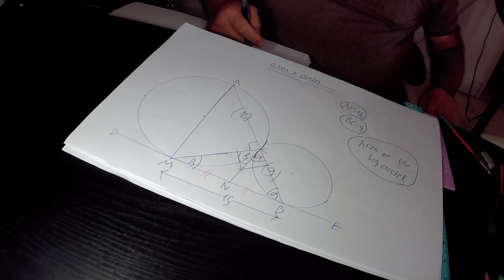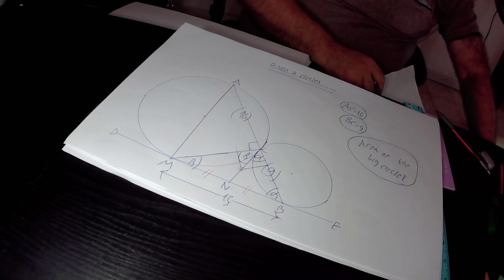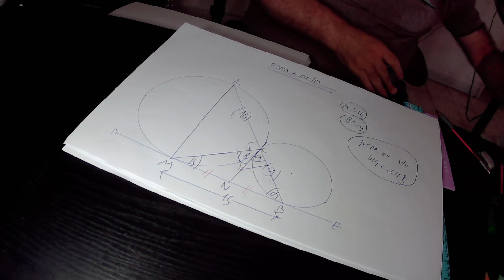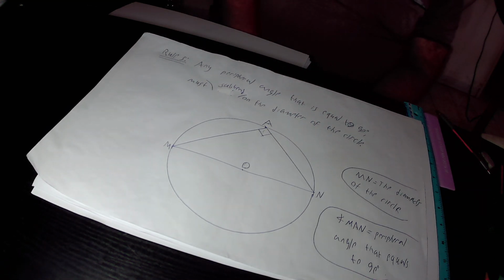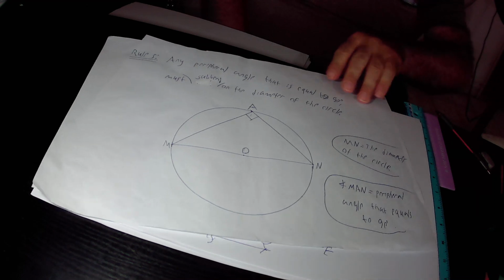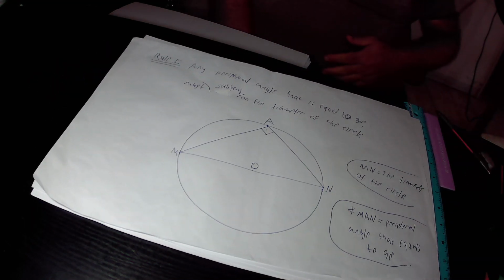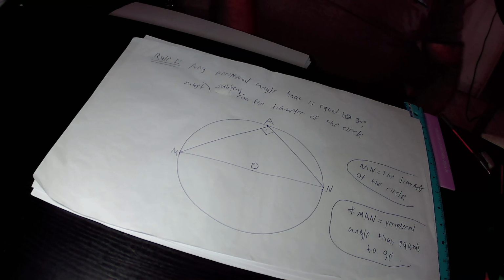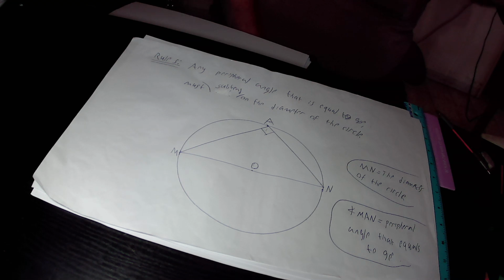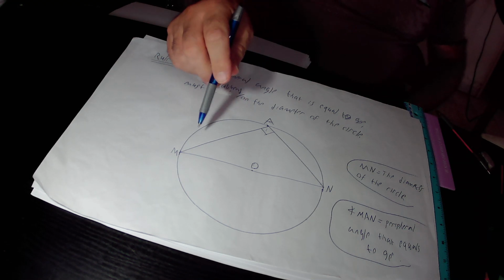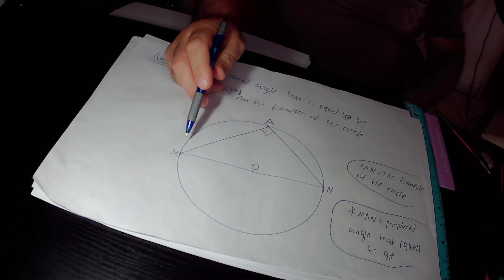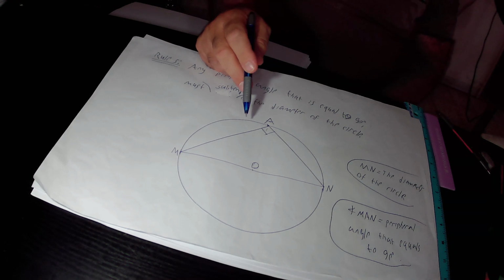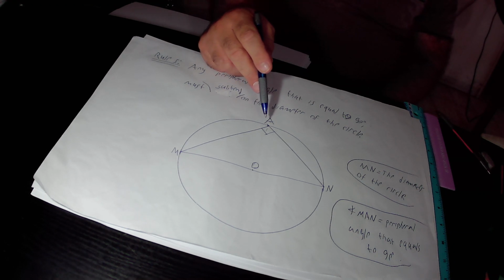So let me repeat quickly rule 5. According to rule 5, any peripheral angle that is equal to 90 degrees must subtend on the diameter of the circle. So, in the drawing, we have peripheral angle MAN. This is peripheral angle MAN, and peripheral angle MAN equals 90 degrees in its size.